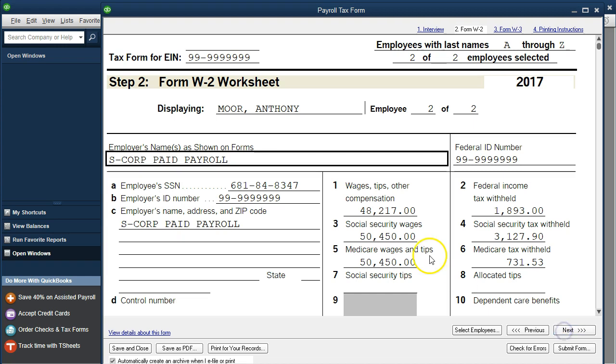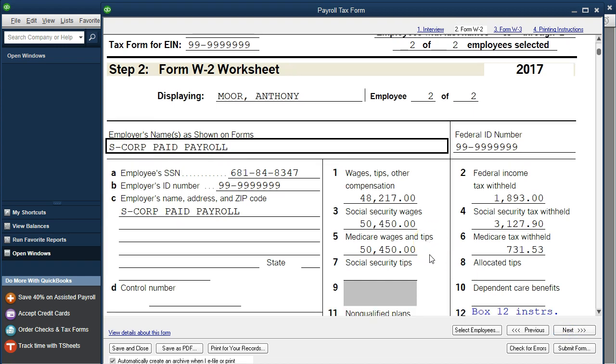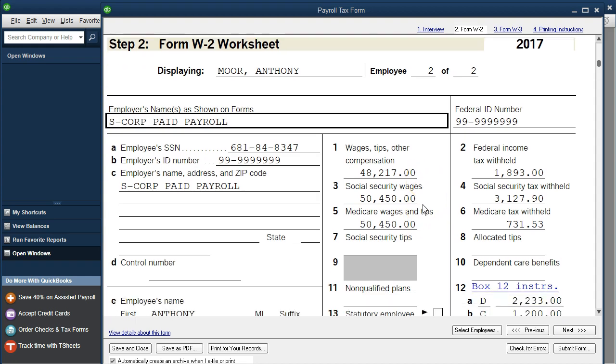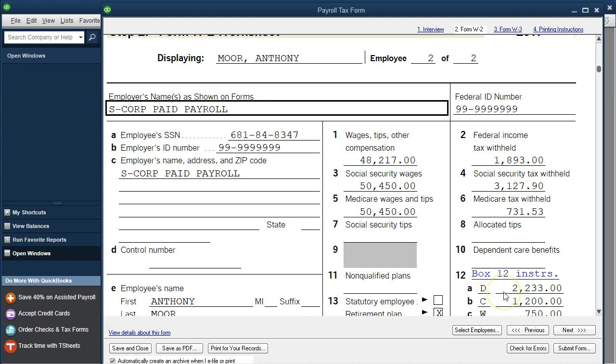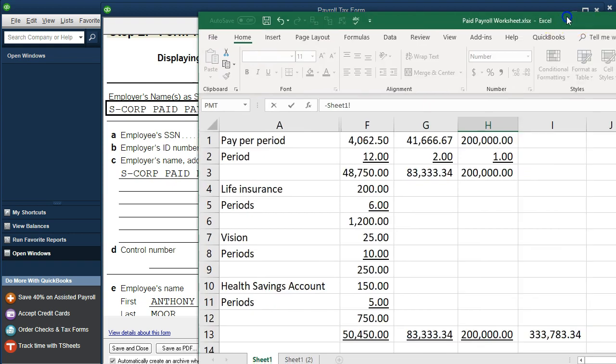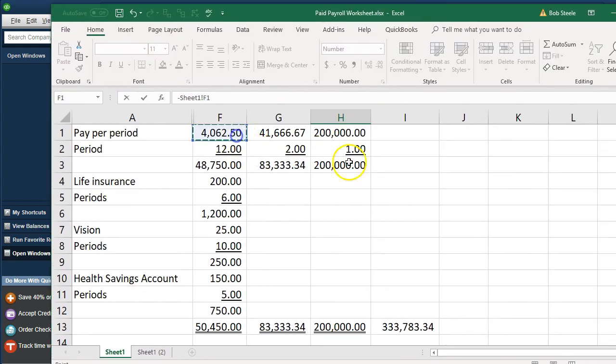Let's go to the next employee, Anthony. We had no bonus here, so it should be much the same. We have our 12 pay periods for Anthony at this time. Anthony will then have the 50,000 Social Security, and that being different than the 48,217 by this 2,233. This 50,450 can be thought of as what he gets paid each time here, and then we're going to multiply that times 12 pay periods.